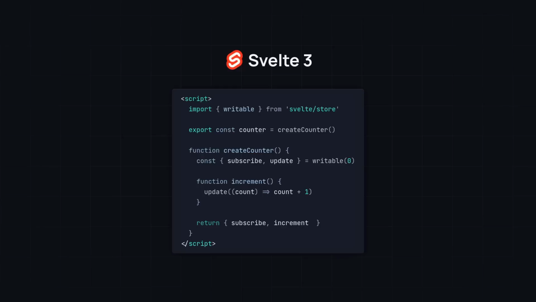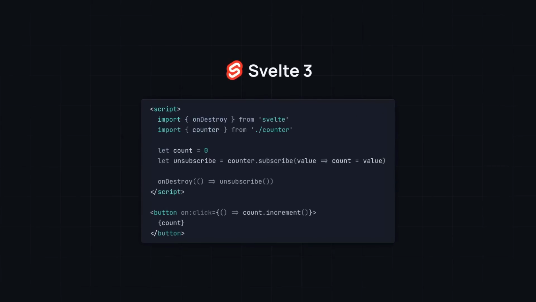So you can see we can just create a counter, we can import writable, we can destructure subscribe and update, and then we can provide an increment function and return the subscribe and increment methods to create a custom store contract. And stores are great, but this is just one more thing that you have to learn and know about. And now we can use the store inside of our components.